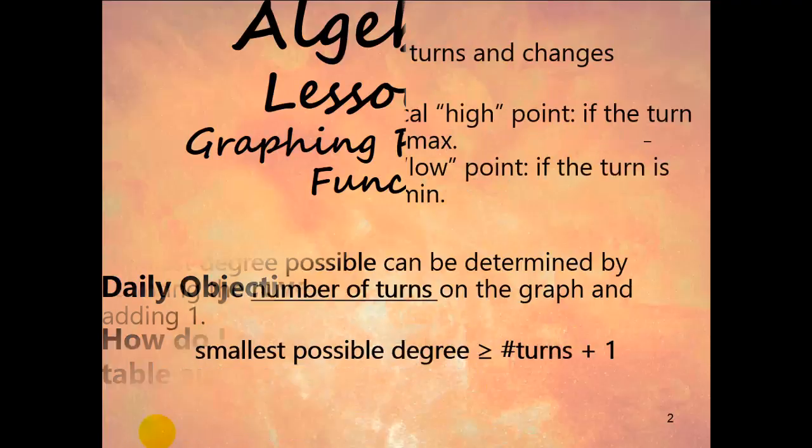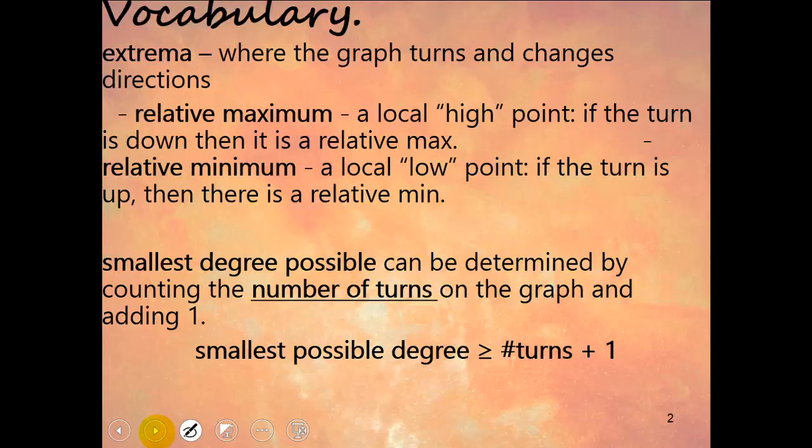A couple words that we have to know before we go forward is extrema. That's where the graph is going to make some kind of turn. It's either going to turn up or turn down. The graph turns, changes directions. The extrema will be a relative maximum if you have a high point, or if the graph turns down. It's called a relative max. A relative min occurs at a local low point. That's when the graph makes a turn up, and then we call that a relative min.